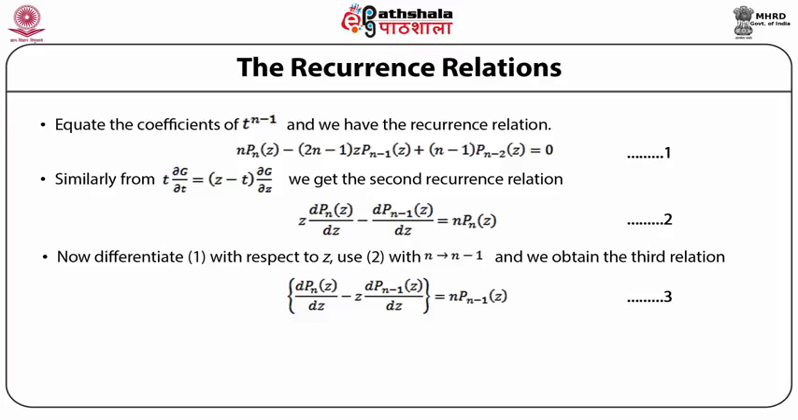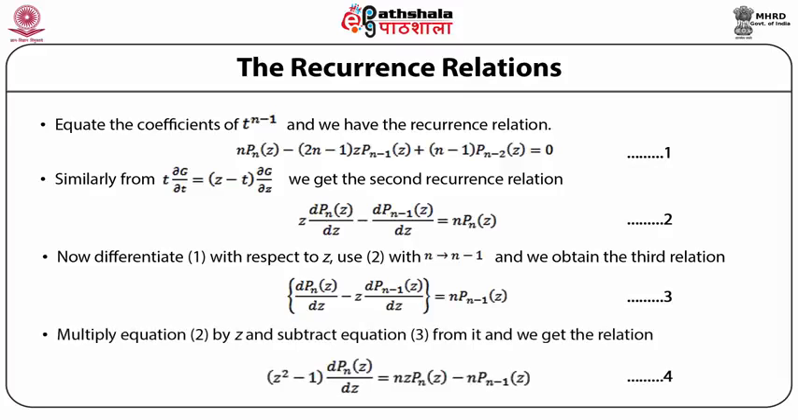We can use these three recurrence relations to derive a few more such relations. For example, if we multiply equation 2 by z and subtract equation 3 from it, we get (z² minus 1) into dPn(z)/dz is equal to n into z into Pn(z) minus n into Pn−1(z). Let us say it as equation number 4.